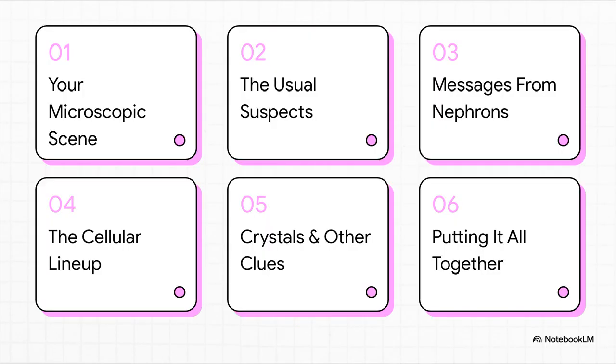Okay, here's our game plan for the investigation. First, we'll set up the crime scene. Then, we'll identify the usual suspects. We're going to decode messages straight from the nephrons, run a full cellular lineup, look for any other clues lying around, and then finally, we'll put it all together to crack the case.